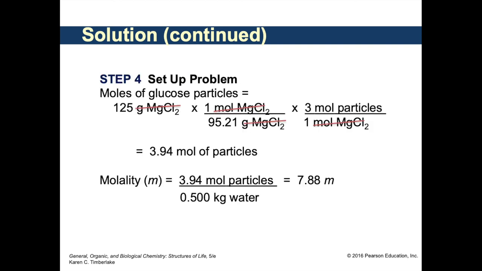So we take our 125 grams of magnesium chloride, divide by 95 grams per mole. That gets grams to cancel out, and we are left with moles of magnesium chloride. We multiply that by 3, because there's 3 particles per mole of magnesium chloride. That gets rid of moles of magnesium chloride, and we have basically somewhere around 3.94 moles of particles. Now, of course, then comes the last step. We need to take our moles of solute particles and divide by our 0.5 kilograms of water, and that gives us the answer.